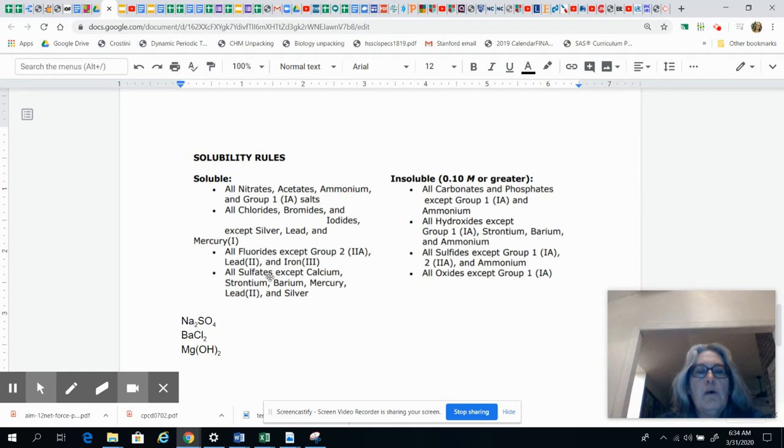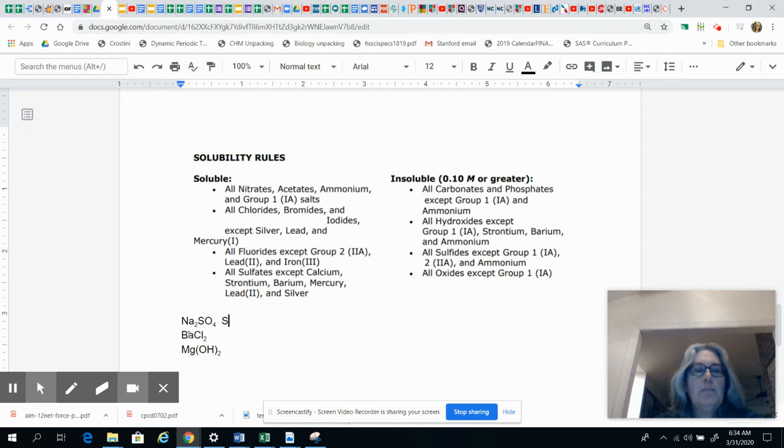It turns out that all sulfates are also listed under soluble, except calcium, strontium, barium, mercury, lead, and silver. So sodium is not one of those exceptions. So this one is definitely soluble. A big S next to that.